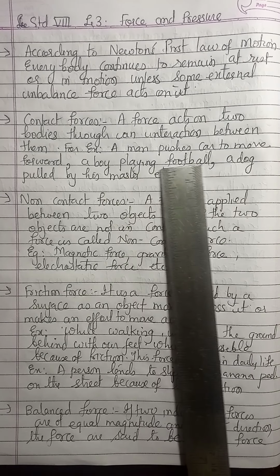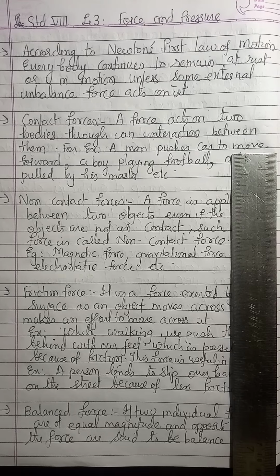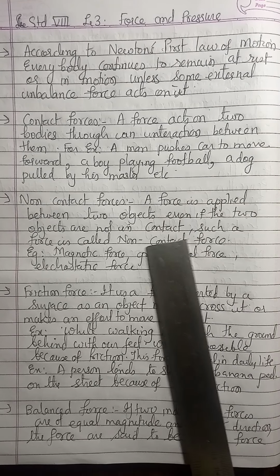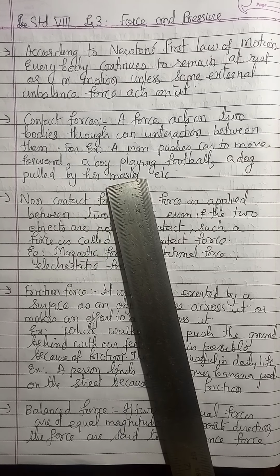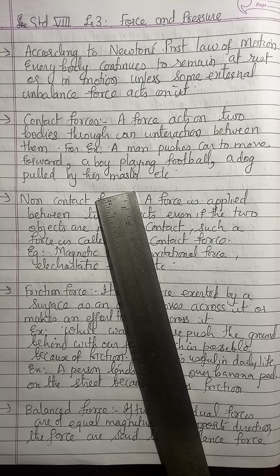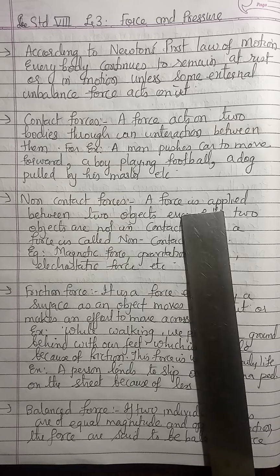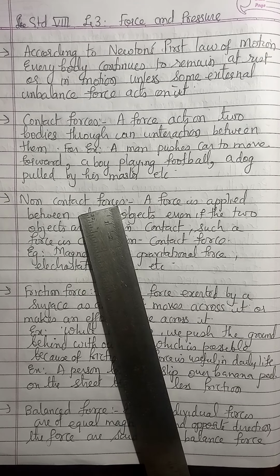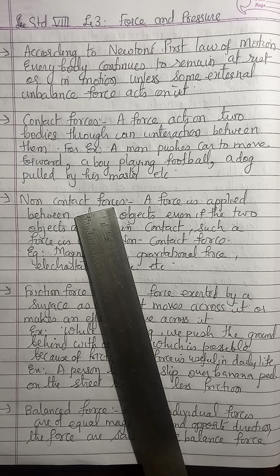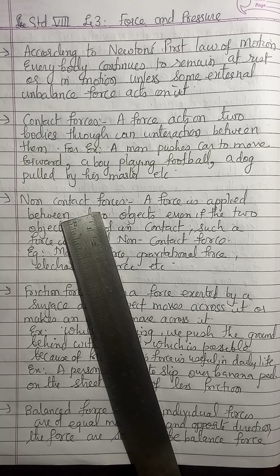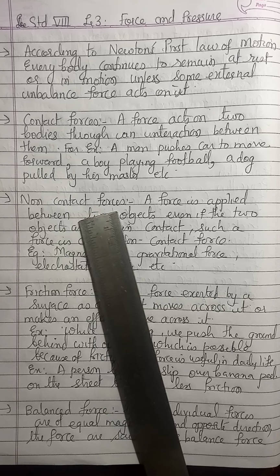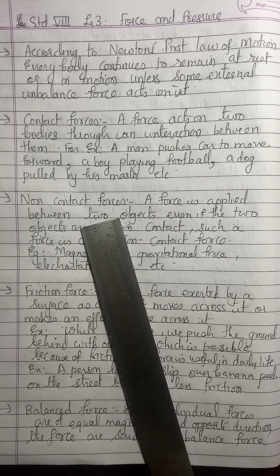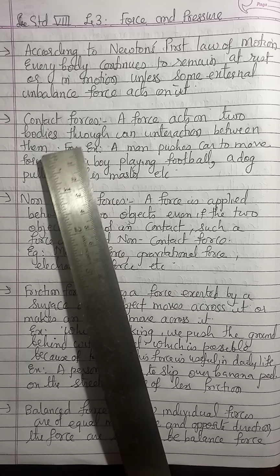For example, a man pushes a car to move, which means the man and the car are in contact with each other. Then a boy playing football, the boy and the football are in contact with each other. A dog being pulled by its master. So here two objects are in contact with each other and the force is applied. Such a type of force is called contact force.